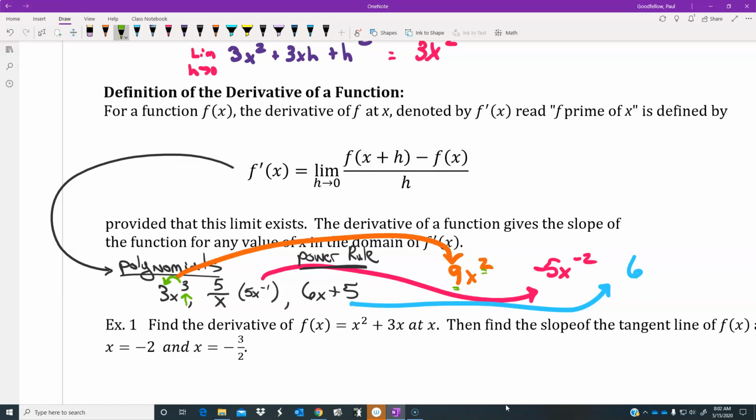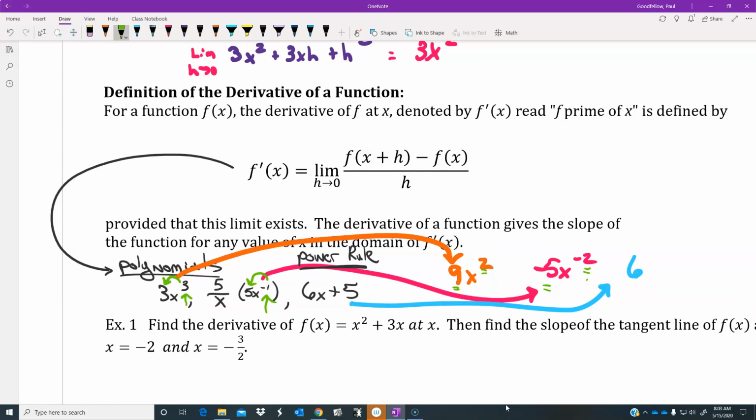Now let's try it again on this one. It doesn't really work well when it's written as a rational expression, but if I write it as a power in terms of a polynomial, I can multiply these two times each other, which generates the negative 5, and then this gets reduced by 1. That would be negative 2.